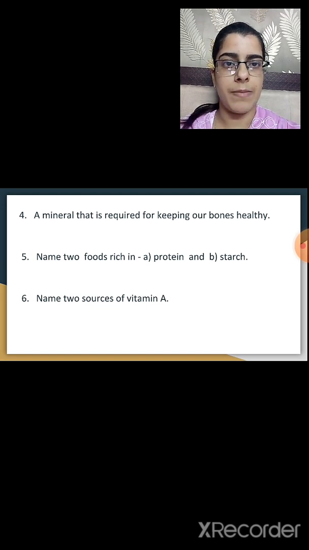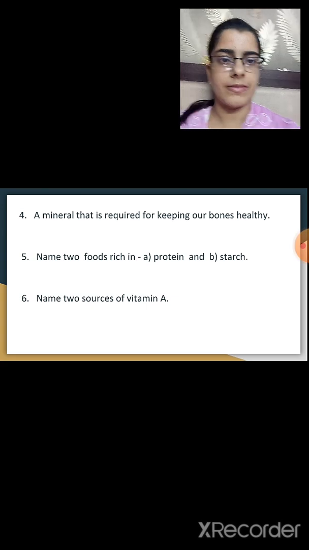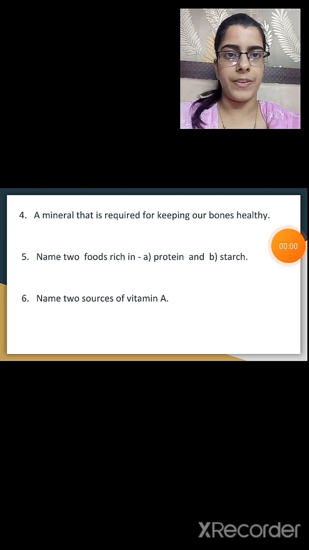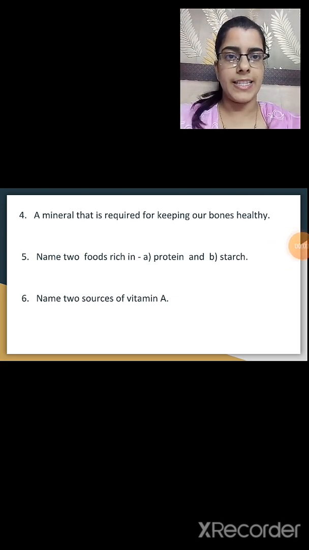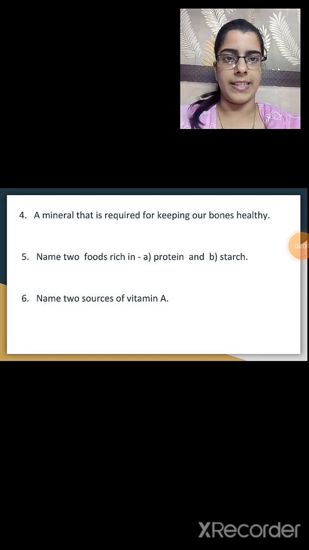You can write some more examples of protein and starch rich foods. Name two sources of vitamin A. Which are the two sources of vitamin A? Carrots and fish. So, these types of questions can come in the exam.